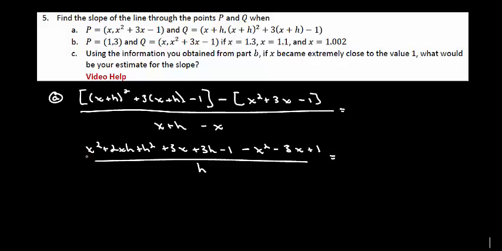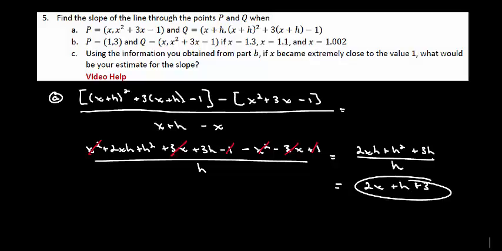So what do we have on the top here? Well, I've got x squared, negative x squared. I've got a 3x and a negative 3x, and I've got a negative 1 and a positive 1. So what's left over? I've got 2xh plus h squared plus 3h over h, which gives me 2x plus h plus 3.